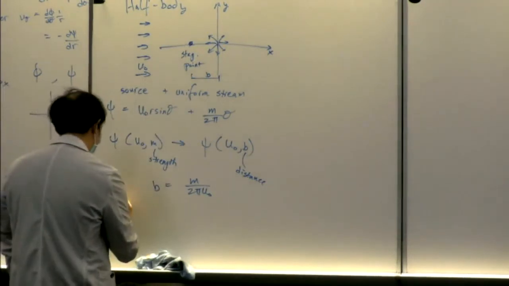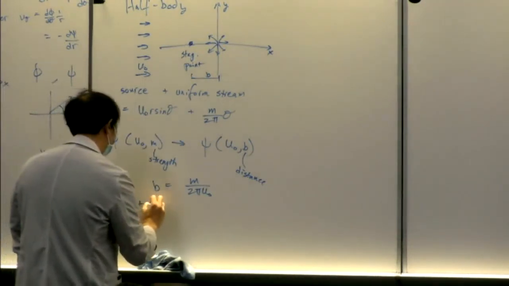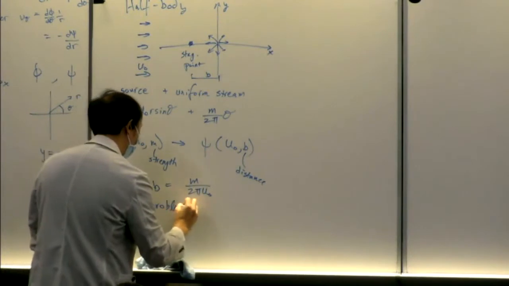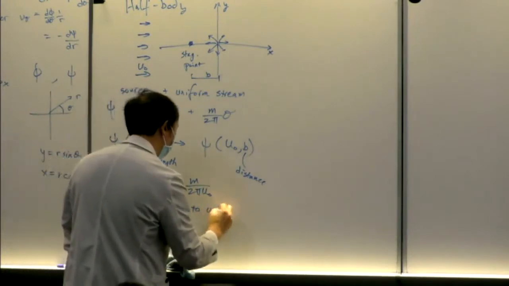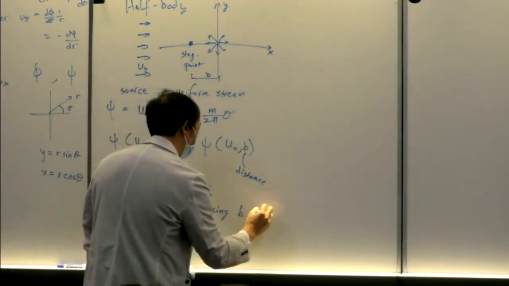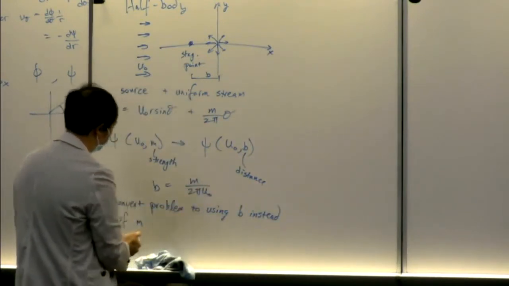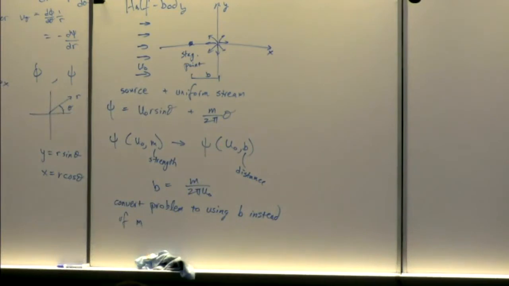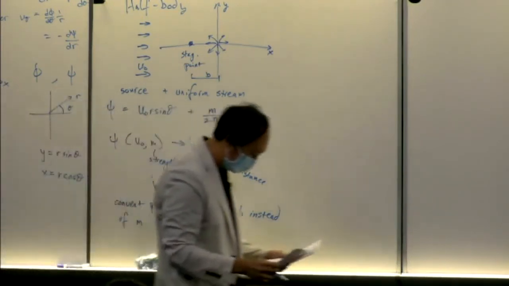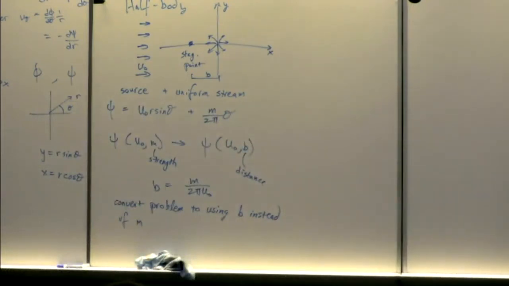So convert the problem to using B instead of m. And they're proportional, so it's basically just a matter of nomenclature. Okay, so that's what we did last time. Now, this time we're going to do something very similar.